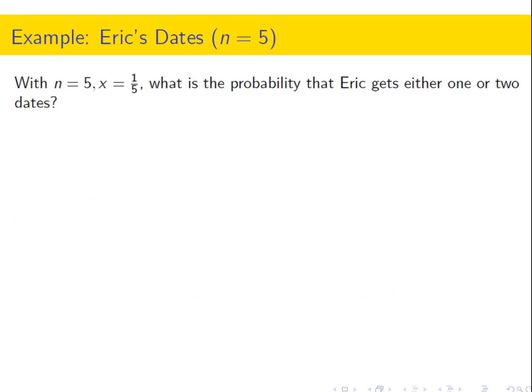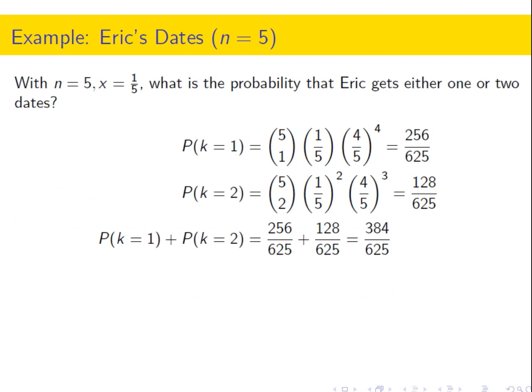So we can do this. What's the probability that Eric gets either 1 or 2 dates? We can do this in the exact same way. We're going to do 5 trials, choose 1 success, and notice that I have 1 success, and then 5 minus 1 gives me 4 failures. So I always take the probability of success to the number of successes power, the probability of failures to the number of failures power. The same thing when there's 2 successes: 5 choose 2, 1/5 squared, and 4/5 raised to the 5 minus 2, or the 3 failures power.